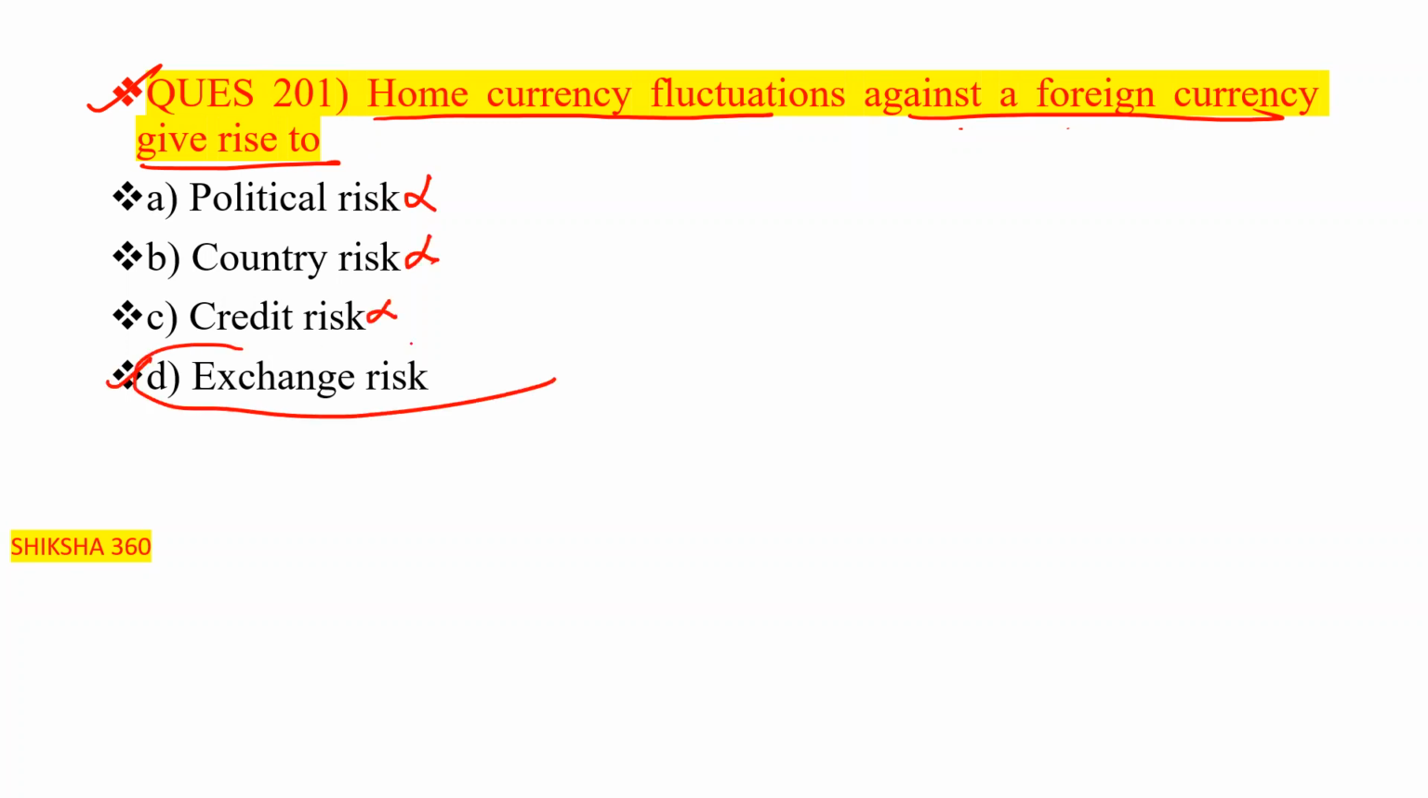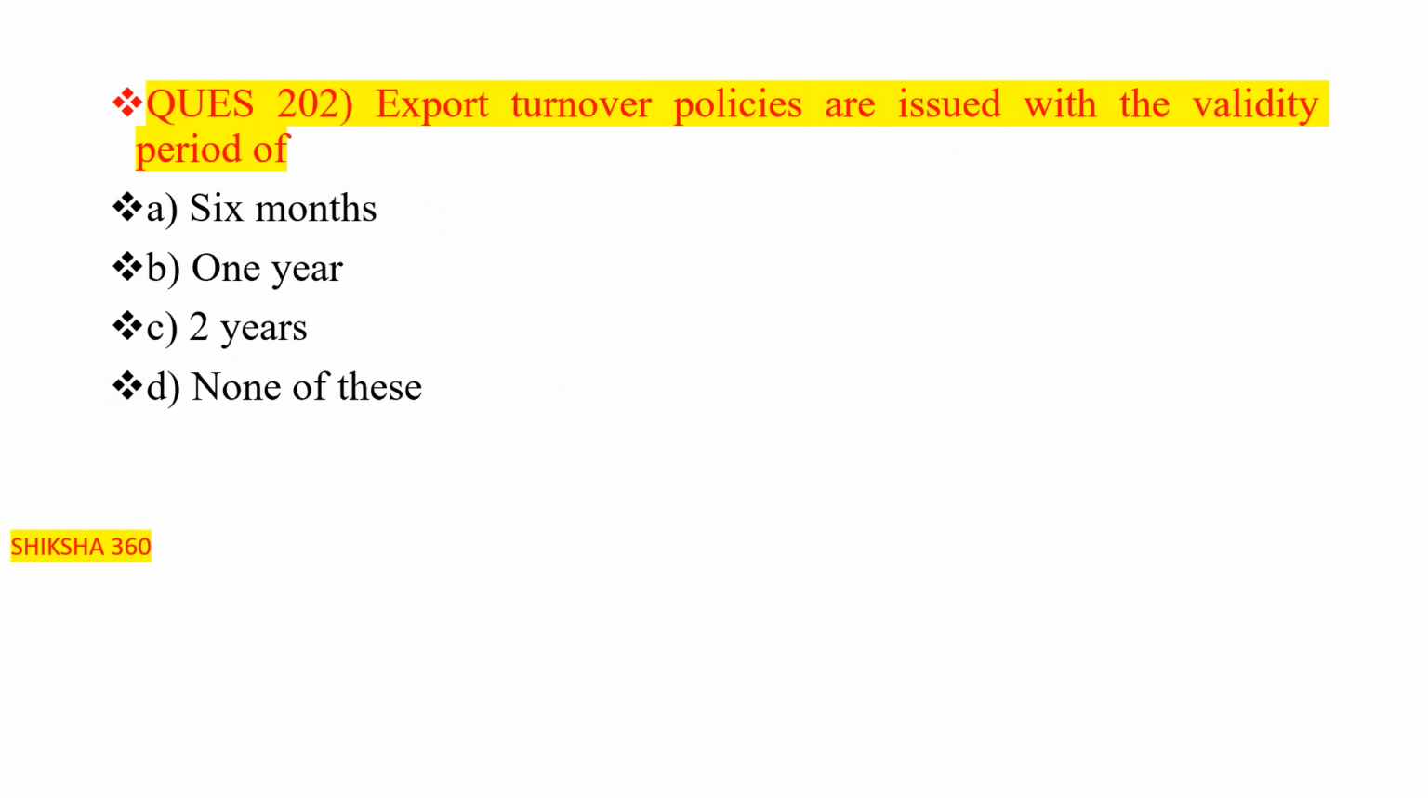So option D is the correct answer here, that is exchange risk. Home currency fluctuation against a foreign currency gives rise to exchange risk. Now move to the next question.